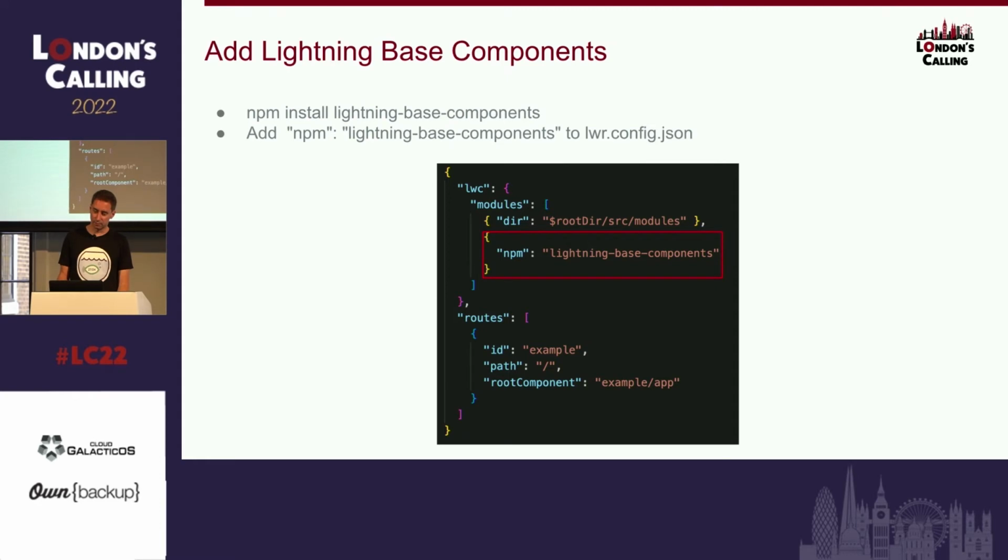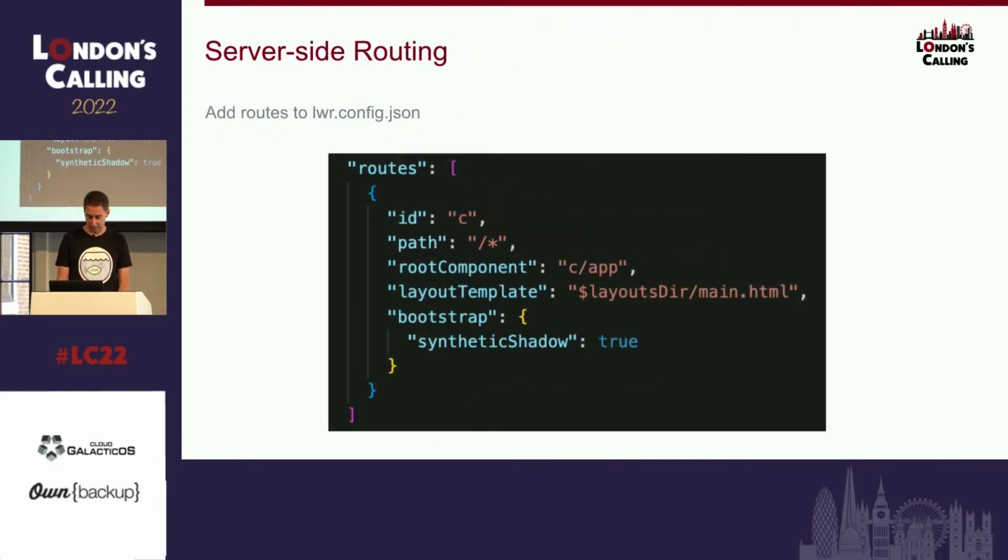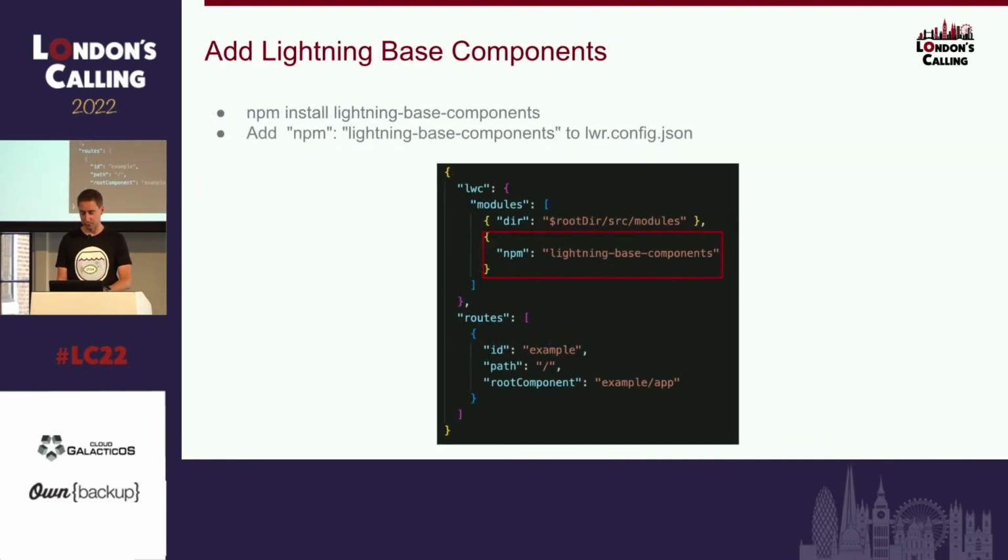Then after this, you will also need to add Lightning base components, so everything you know on the Salesforce platform, like Lightning button, Lightning card, etc. You configure the file to say use these base components. This is a single line. First you need to install it: npm install lightning-base-components. This will download on your computer all the base components from Salesforce that are available outside of the Salesforce platform. And once you add this in your file, you will be able to use them in your LWC as you do on Salesforce.